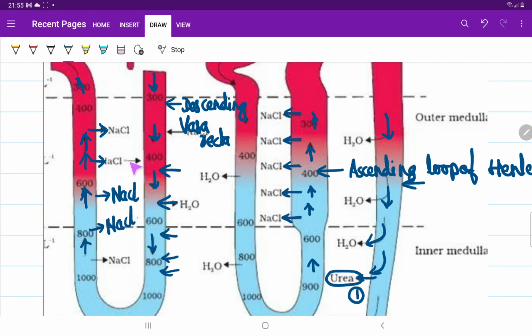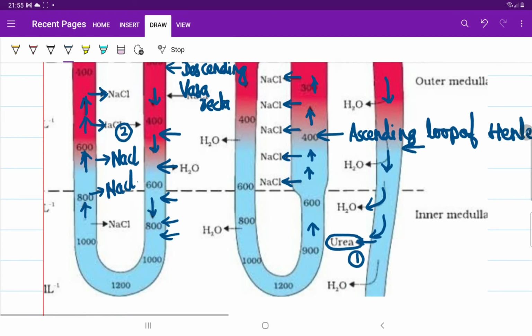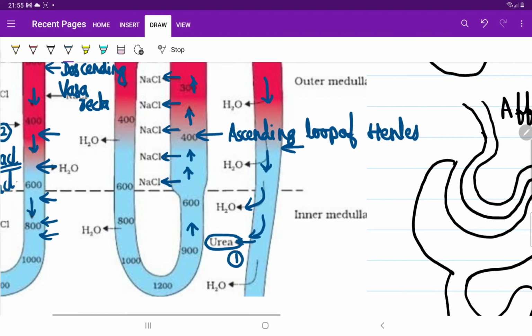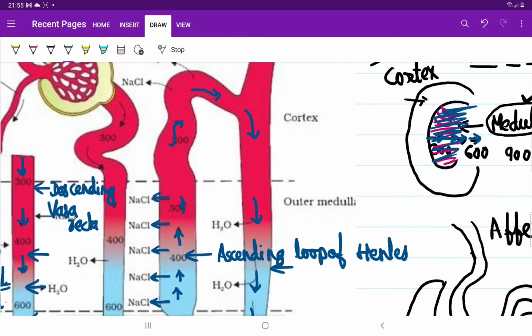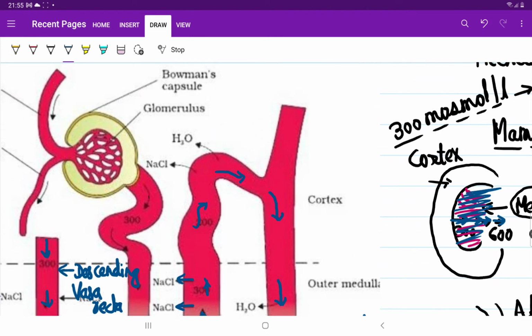What will be the result of this second phenomenon? The result is that a high concentration of NaCl will be maintained in this whole region. These two things, urea and NaCl, maintain a high concentration in this region, and as a result the urine is concentrated. This is our counter current mechanism.